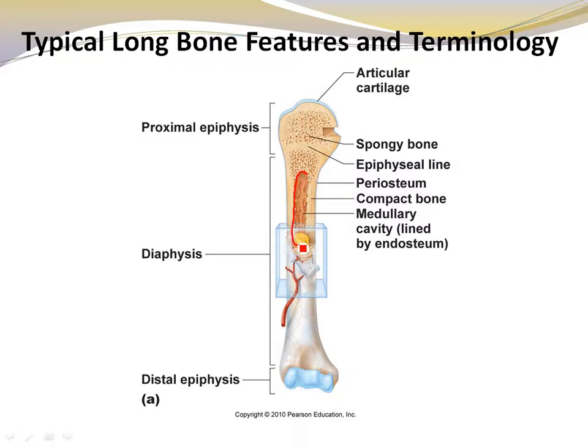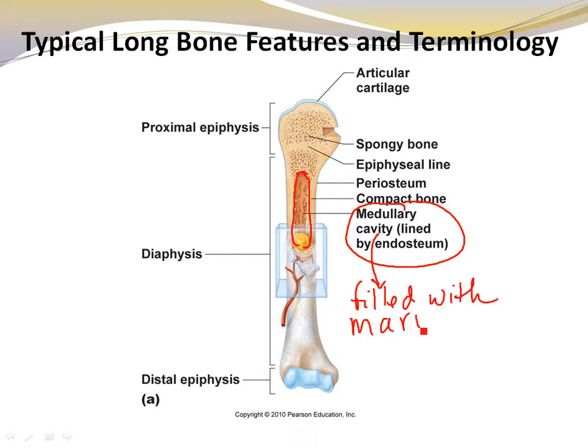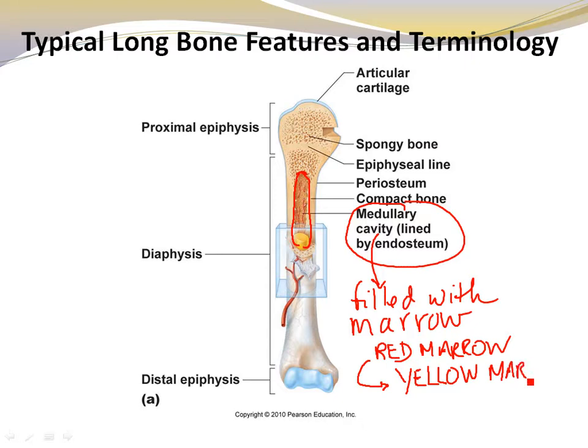Notice the center of this long bone here is hollow in the middle. That hollow portion is called the medullary cavity. And the medullary cavity is going to be filled with marrow. Very early in life in long bones, that marrow will be red marrow. And red marrow is the site of blood cell formation. That's where your red blood cells and your white blood cells are actually formed, in that red marrow. In your long bones, though, as you get older, that red marrow gets converted over to yellow marrow. And yellow marrow is fatty, so it's largely composed of adipose tissue.